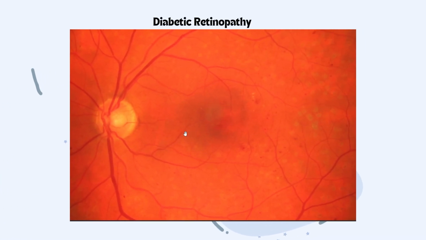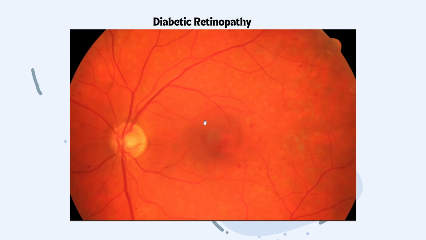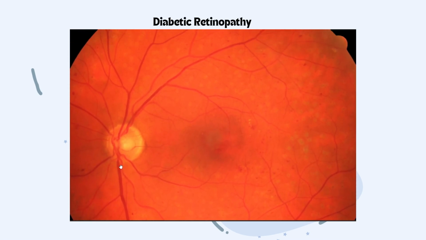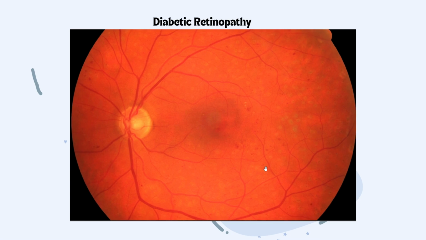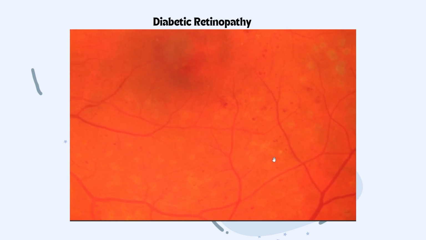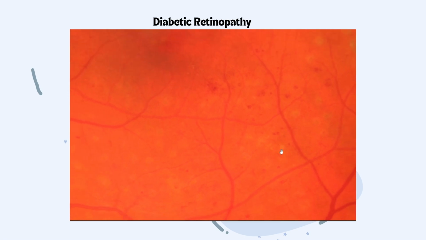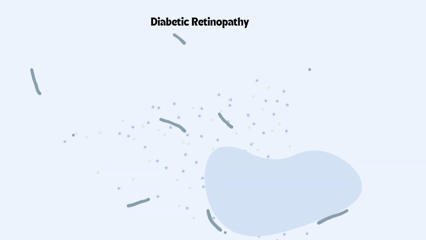Now, diabetic retinopathy disrupts this peaceful scene. In these images, you might see the blood vessels starting to look swollen, and there could even be signs of bleeding appearing as red spots. Also, there appear yellowish spots indicating blood vessels are leaking fluid. All these signs point to damage caused by high blood sugar levels.